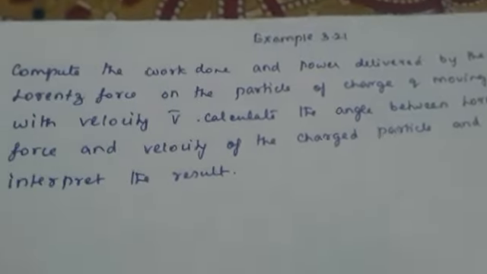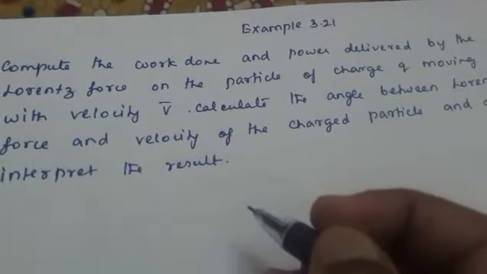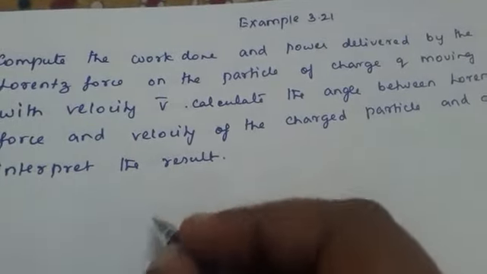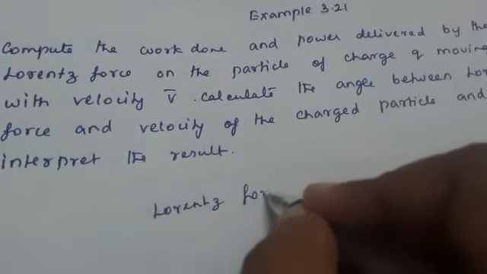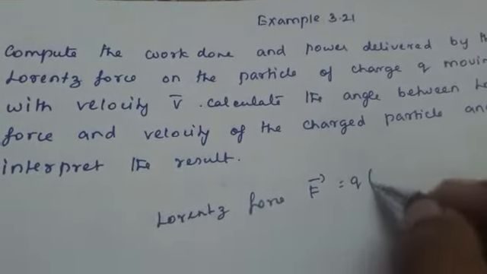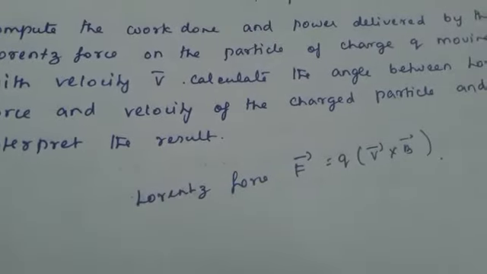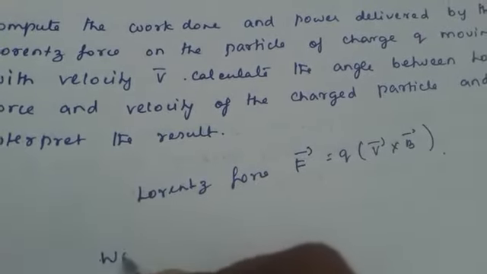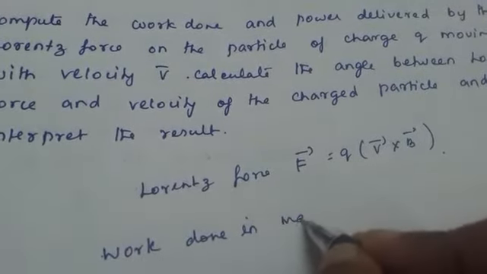Now for a charged particle moving in a magnetic field, what force is acting? Lorentz force is acting. So the Lorentz force is given by F vector is equal to q into v cross B vector. This is your Lorentz force. Now, what is the work done in a magnetic field?